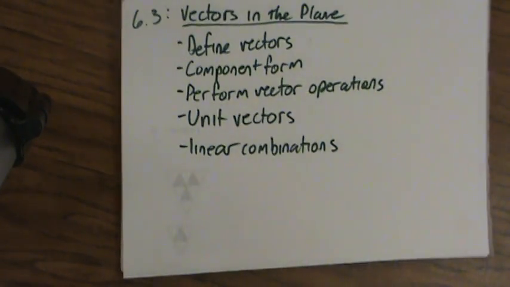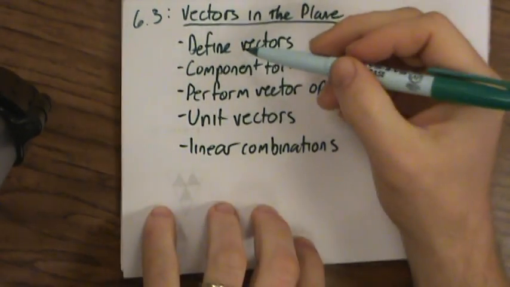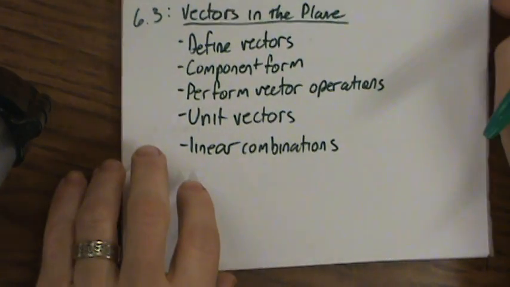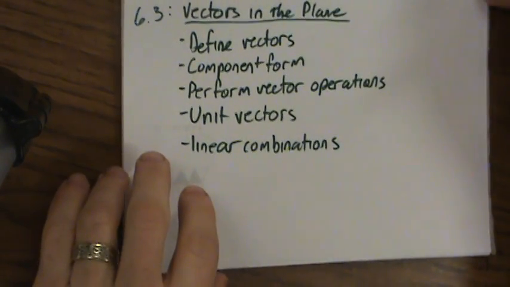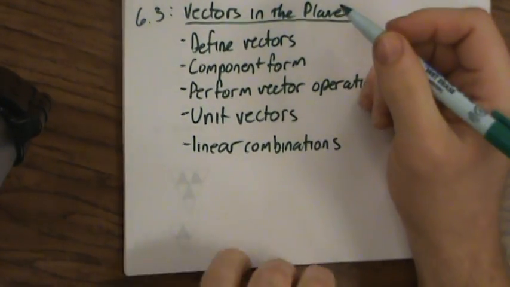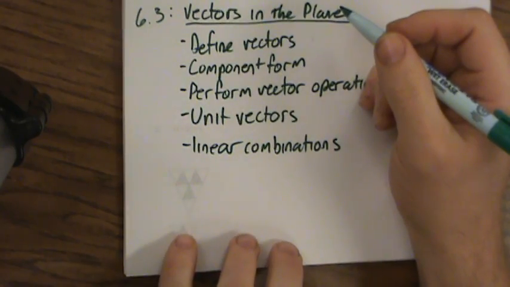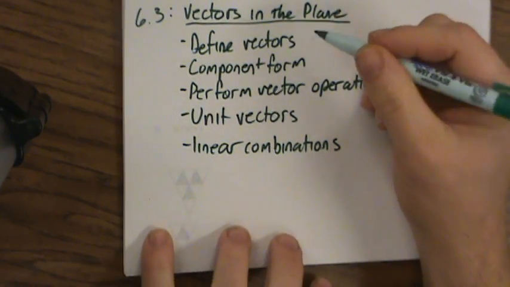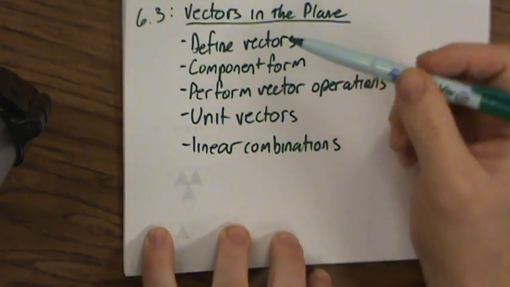I'm fine. It's time for 6.3, vectors in the plane. So we're going to talk about what a vector is first. Going to define a vector. Always have to define the things we're talking about, whether in math or in life, in a conversation, whenever, you need to just define what you're talking about first.